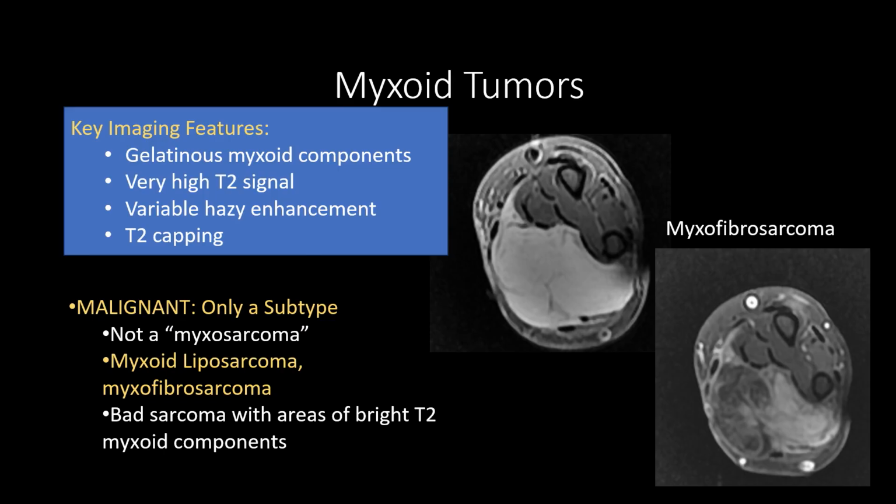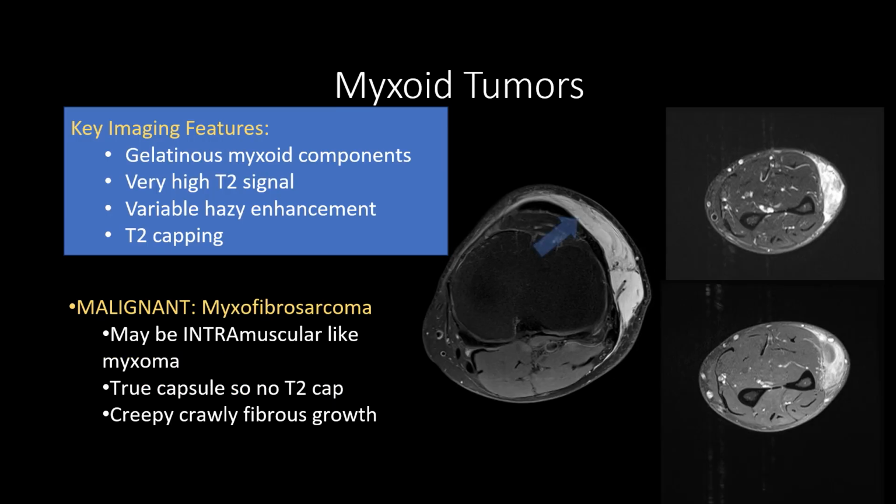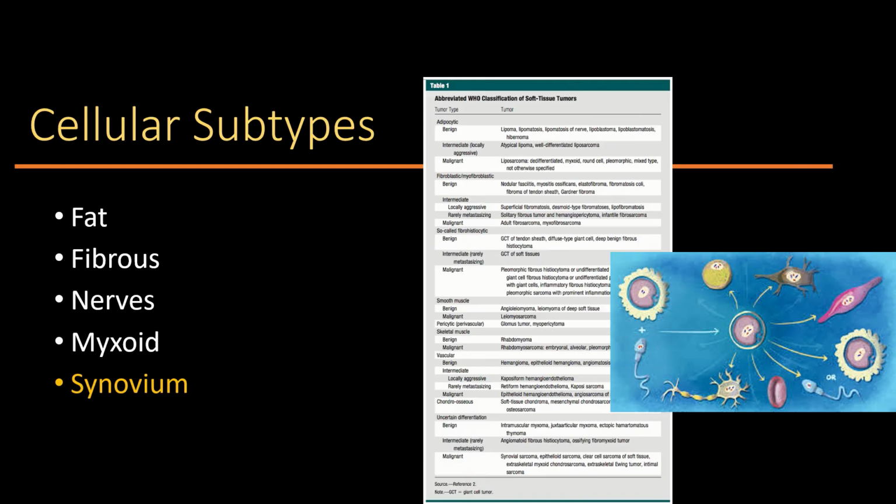You can also get myxoid fibrosarcomas. They typically just look like big bad sarcomas with this high T2 myxoid component that doesn't enhance that well. So that's how you're going to know that it has a myxoid subtype. I don't know that I often say that this is probably a myxofibrosarcoma. But if you do see this, I think it's reasonable to at least consider it. We do have that creepy crawly growth that's kind of tipping us off that this is a fibrosarcoma. Similarly here, high T2 signal, there's that area of non-enhancement, which is the myxoid component, and this creepy crawly growth along the fascial planes.